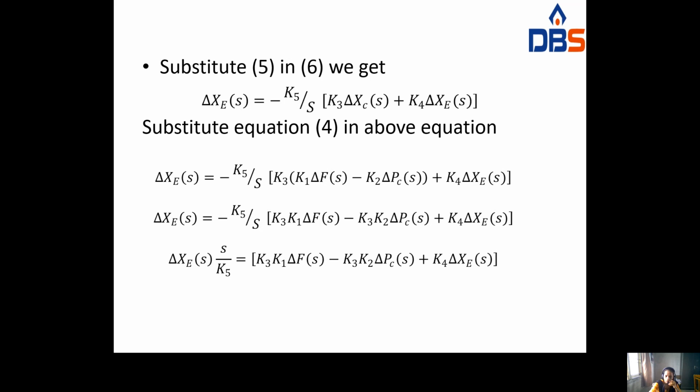Substituting equation 4 in the above equation, delta XC of S equal to minus K5 by S, K3 into K1 delta F of S minus K2 into delta PC of S plus K4 into delta XC of S. Here delta XC of S equal to minus K5 by S, K3 K1 delta F of S minus K3 K2 delta PC of S plus K4 delta XC of S. Delta XC of S into S by K5 equal to K3 K1 delta F of S minus K3 K2 delta PC of S plus K4 delta XC of S.